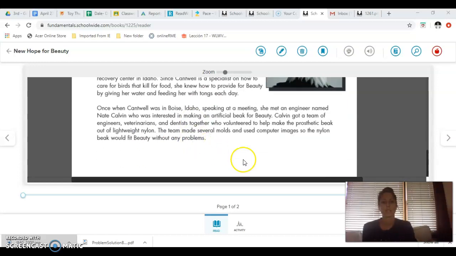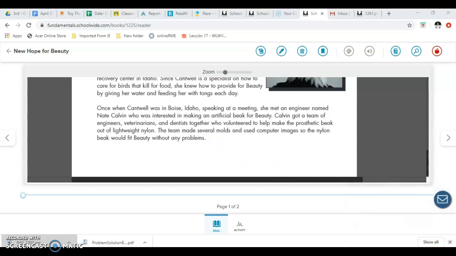Once when Cantwell was in Boise, Idaho, speaking at a meeting, she met an engineer named Nate Calvin who was interested in making an artificial beak for Beauty, so artificial being fake. Calvin got a team of engineers, veterinarians, and dentists together who volunteered to help make the prosthetic beak out of lightweight nylon. Nylon is just like a material. The team made several molds and used computer images so the nylon beak would fit Beauty without any problems.